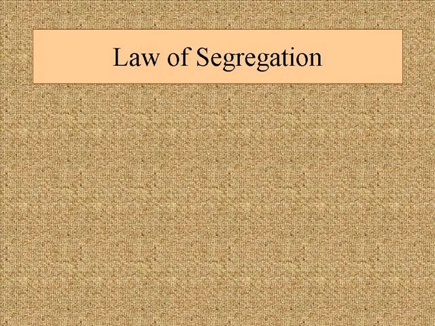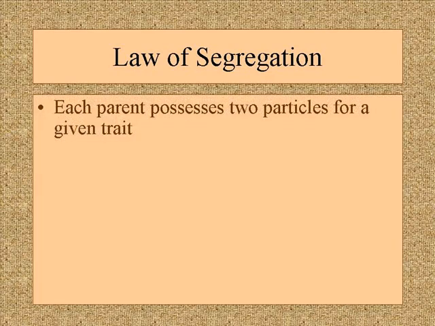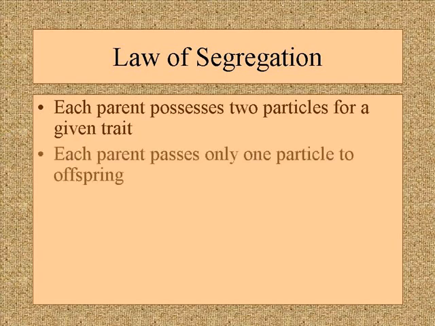Well, we've already mentioned that they like to propose laws back in those days. And to explain the disappearance of that trait and the reappearance of the same trait, he proposed the law of segregation. Now, in the law of segregation, he states that each parent possesses 2 particles for a given trait. And then each parent only passes down one of those particles for a given trait to the offspring. It's not a situation as would have been predicted with pangenesis where one parent can pass down more particles than the other. What Mendel is saying here is that each parent possesses 2 particles for that trait, but is only going to give one to its offspring.